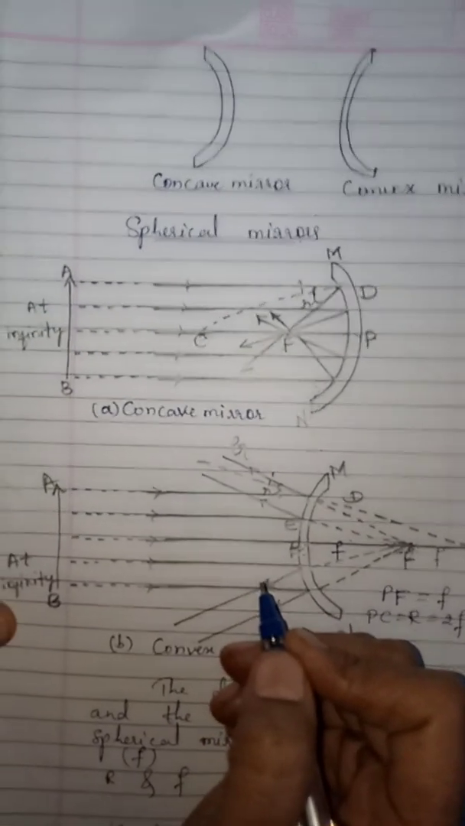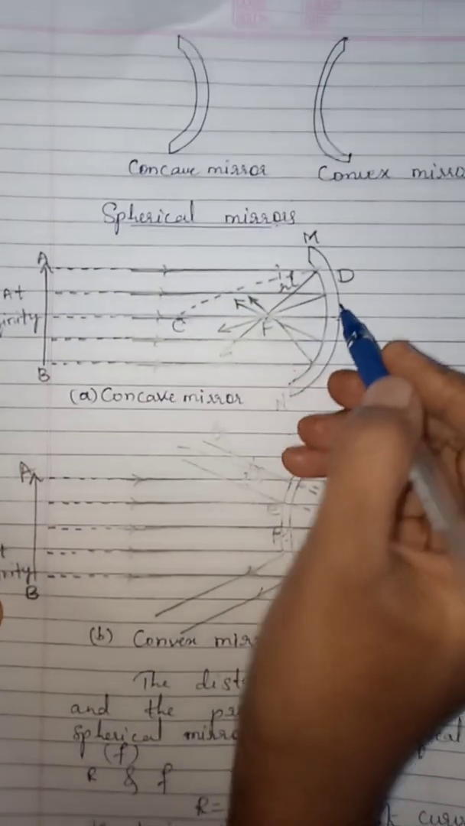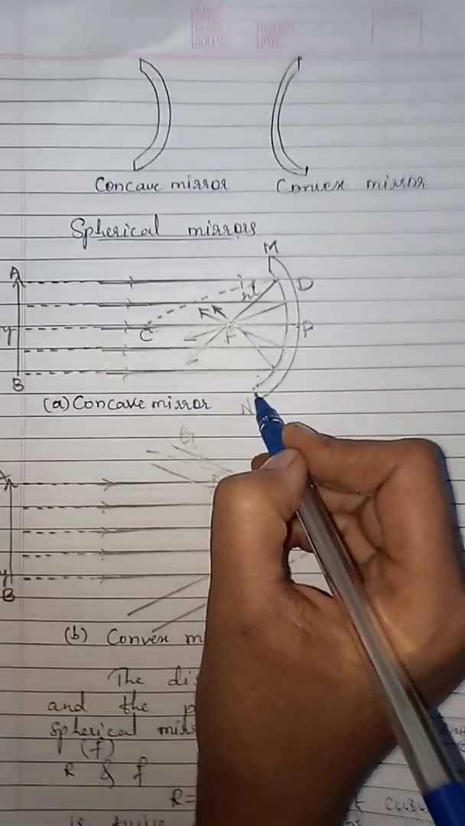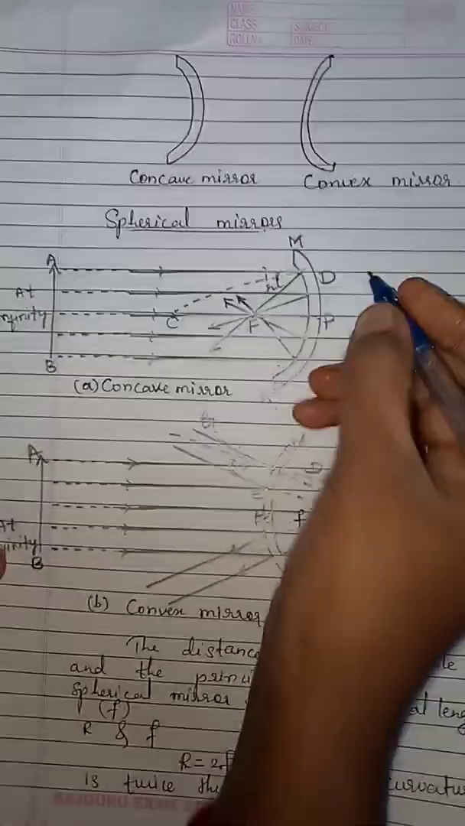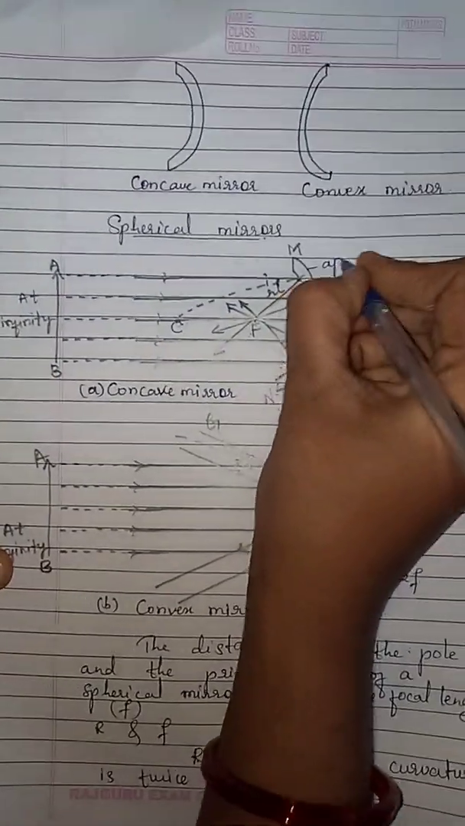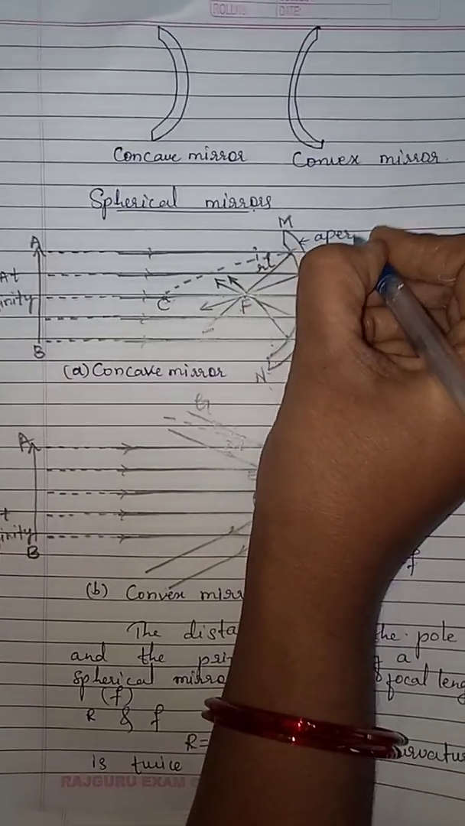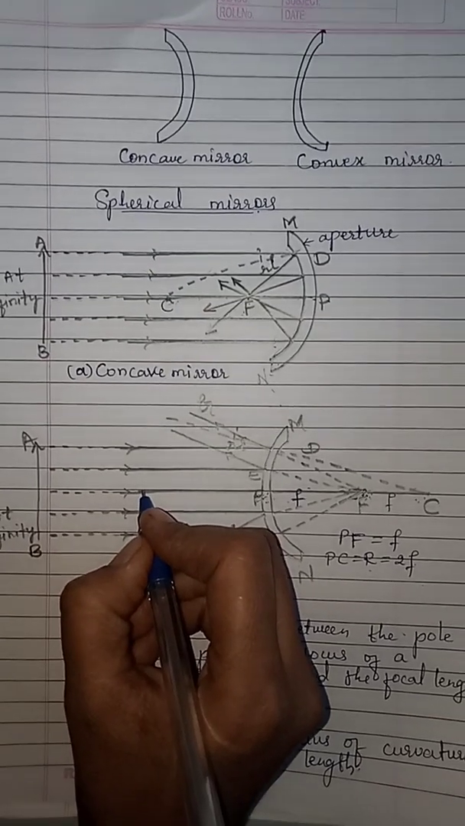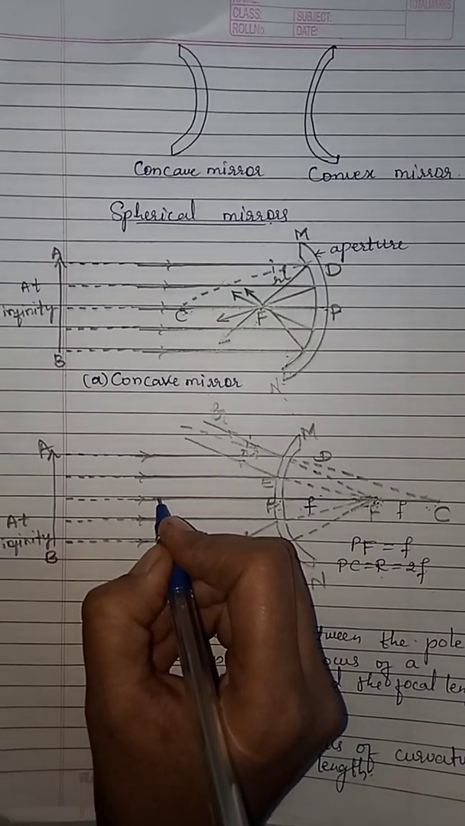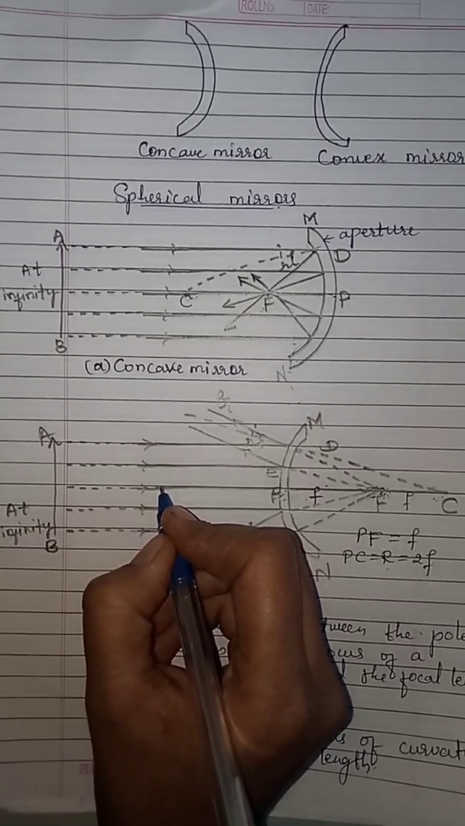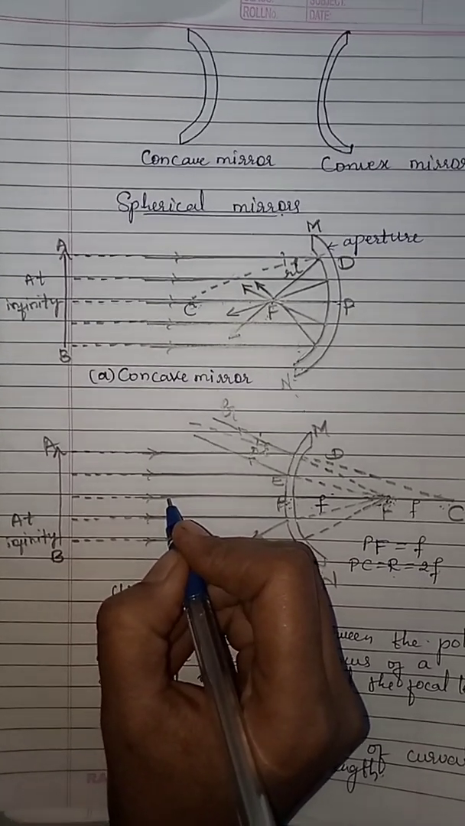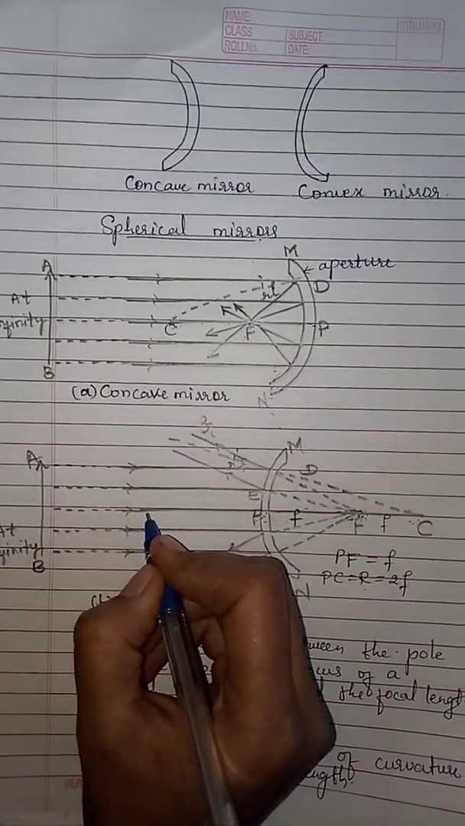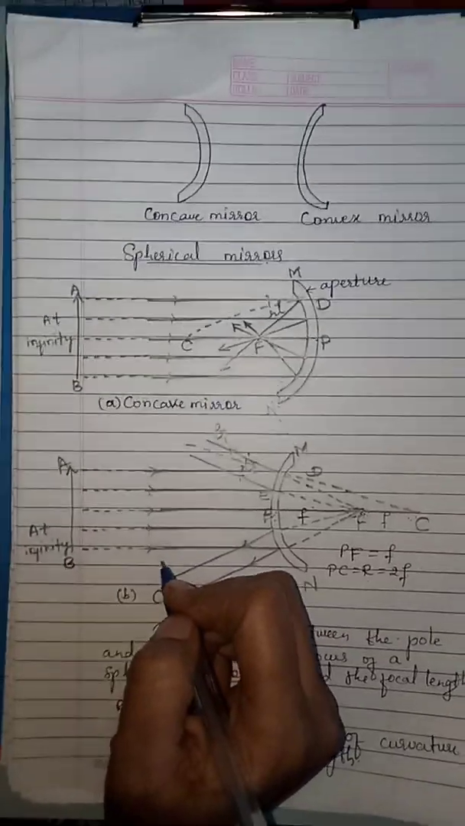See children, this portion MN is called the aperture. It is the small part of the sphere and we call it the aperture. Now we will see how we can form images in different ways, having different cases for both the concave and convex mirrors, children.